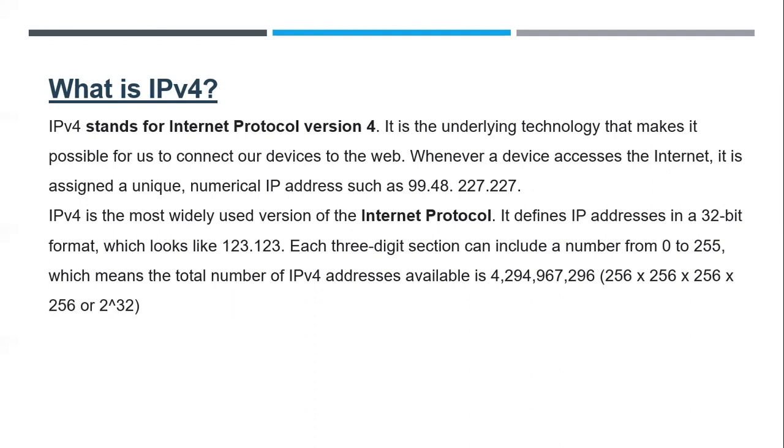So it cannot go beyond 255, which means the total number of IP version 4 addresses available is 4,294,967,296. That is around 4,294,000, and more precisely 4,294,967,296. So we have those figures there.